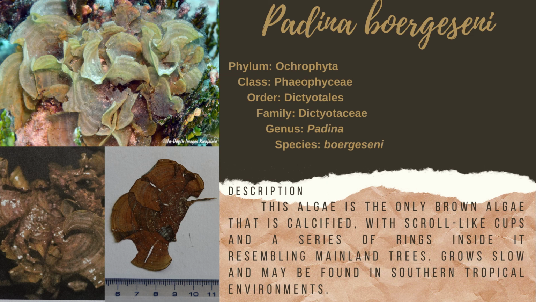The next algae in the class Phaeophyceae is under the genus Padina, under the order Dictyotales. Through this genus, representative species will range in color from darks to browns, tans to greens, as well as exhibiting either rounded blades or split irregular growths. They have slow growth rates and may be found in southern tropical environments, with a distinct trait of theirs being the only brown algae that are calcified, with scroll-like cups embedded with rings resembling those of tree trunks on land.